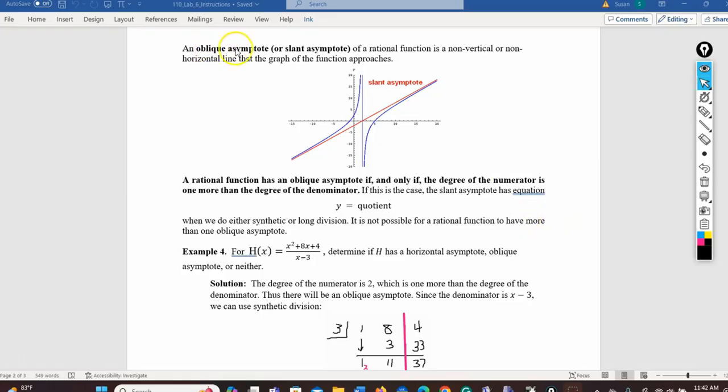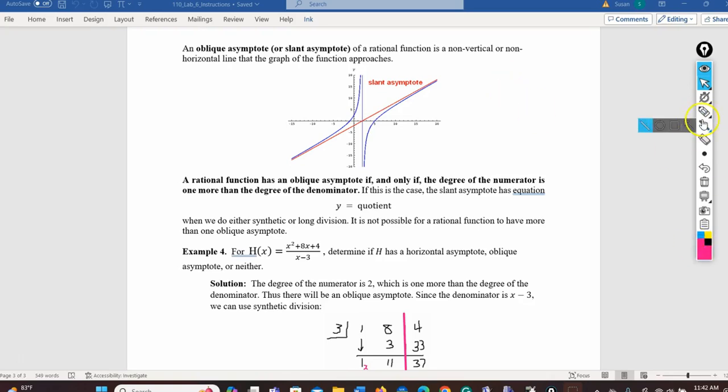Now we come to oblique asymptotes, or slant asymptotes. So we've had vertical asymptotes and horizontal asymptotes. Vertical asymptotes are vertical lines. Horizontal asymptotes are horizontal lines. Oblique asymptotes are lines that are not vertical or horizontal, so that's why they're slanted somehow. And that's where it gets that nickname, slant asymptote.